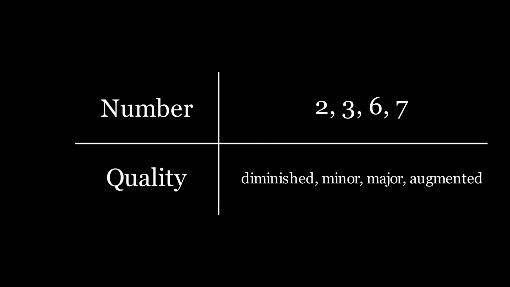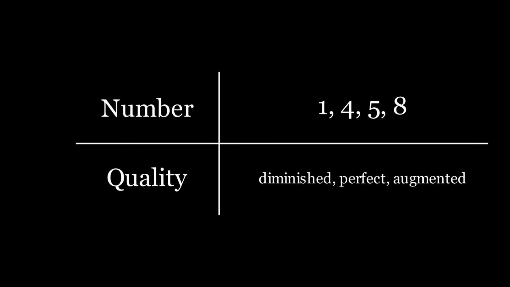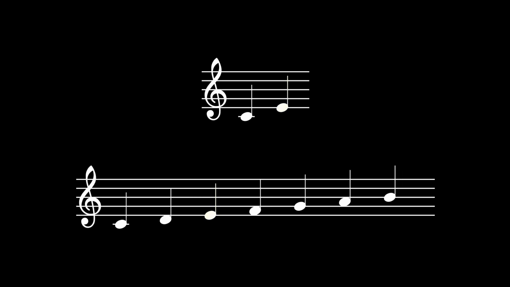If it is, then the quality of the interval is either major or perfect, depending on its numeric size as discussed earlier. In this case, the E is indeed one of the notes found in a C major scale, which means that this interval is a major 3. If the top note was a G, then the interval would be a perfect 5. And if the top note was a C, then the interval would be a perfect 8.